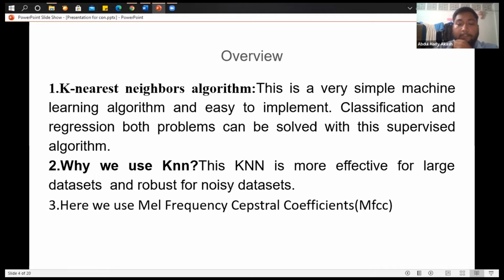And to detect the voice for classification, we use MFCC, that means Mel Frequency Cepstral Coefficients. A cepstrum is a representation of the short-term power spectrum of sound, based on a linear cosine transform of a log power spectrum on a nonlinear mel scale of frequency.